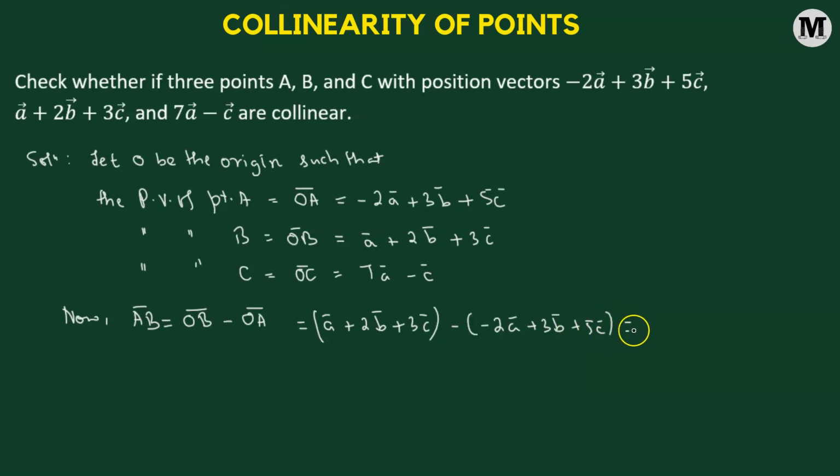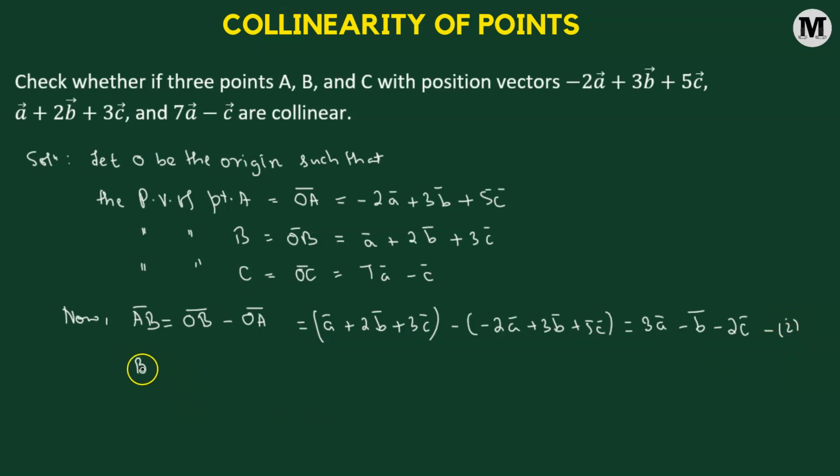So this is going to give us, so we have A added to 2A vector. So that's going to be 3A vector. 2B vector minus 3B vector is going to be negative B vector. 3C vector minus 5C vector is going to be negative 2C vector. So we're going to label this as number 1 and keep it aside for the time being.